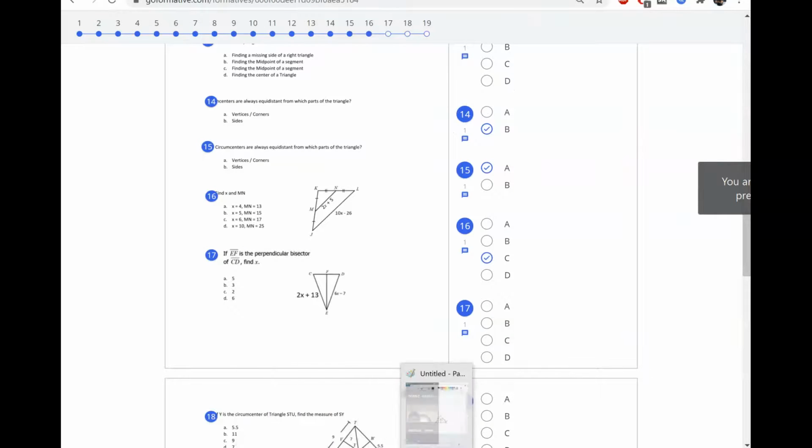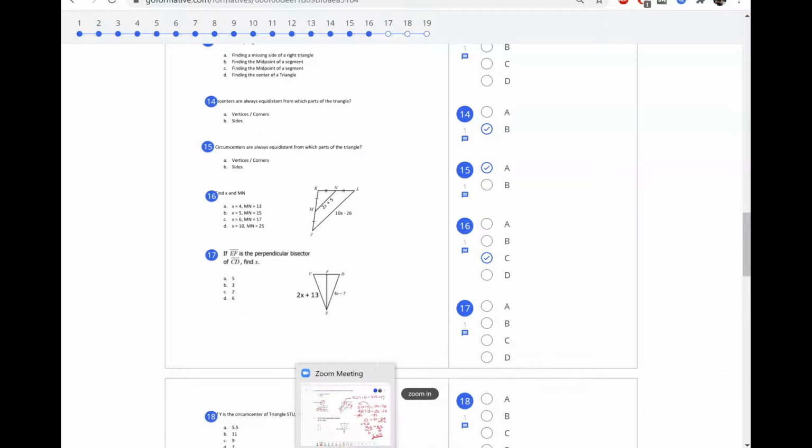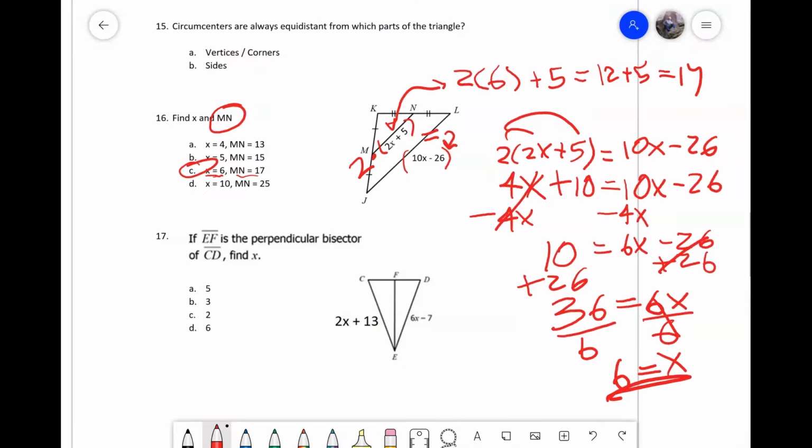And then the next one is not as hard. Where is it at? All right. So if you have a perpendicular bisector, we know by side angle side that the triangles are congruent, so that means this is congruent to this. And again, that's side angle side, that we know that. So if they're congruent, we set them equal.